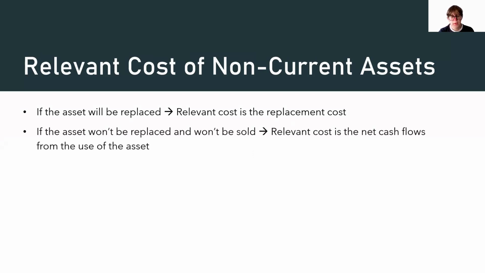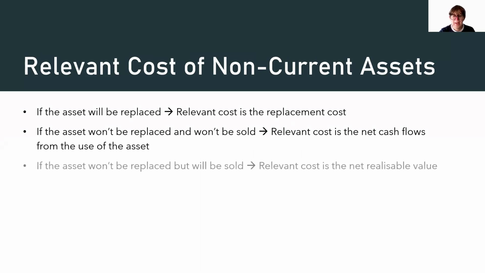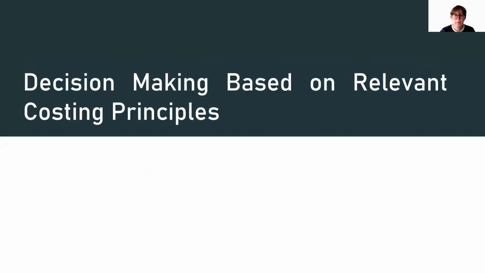If the asset won't be replaced, it's not going to be sold, your relevant cost is going to be the net cash flow from the use of the asset. And if that asset won't be replaced, but it is going to be sold, the relevant cost is going to be the net realizable value. So we've had a look at some non-relevant costs, and we've also had a look at how we deal with relevant costs. But how are these linked to decision making?